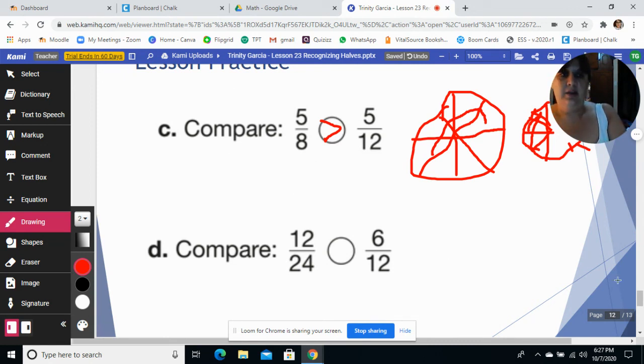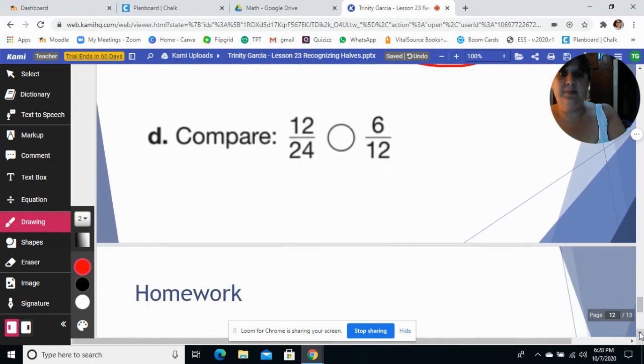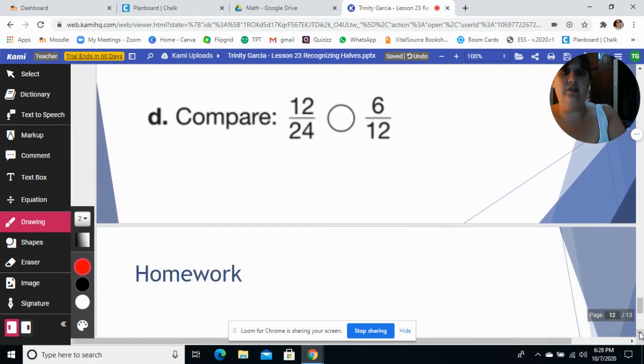Okay, now I want you to go ahead and do D. 12/24 over 6/12. Okay, let's see. 12 goes into 24 how many times? 2 times, so it's half of it, right? So we can change that in our brain to equal 1/2, which makes this easier. Okay, and 6 goes into 12 how many times? 2 times, because it's half, right? So again, it's 1/2. Makes it easier to think about. So we know that these two fractions, even though they look different, are actually equal.